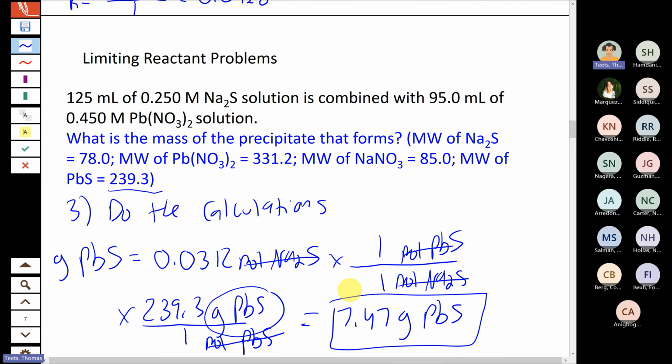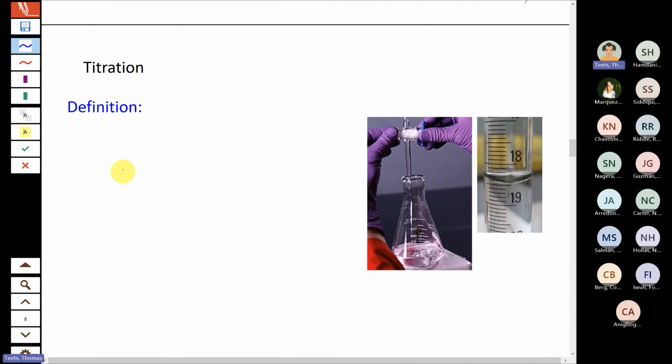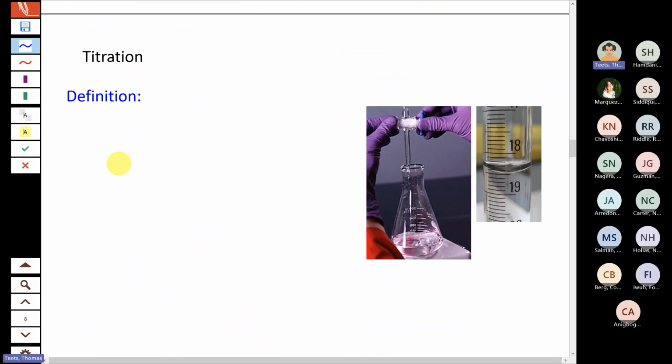Okay, the next thing we're going to cover, and the last thing for this chapter, is sort of a variation on solution stoichiometry called titration. Now, for some reason, titration is a word that gives a lot of general chemistry students the heebie-jeebies, but it really is just a different way of thinking about solution stoichiometry. There's not anything really fundamentally different here.